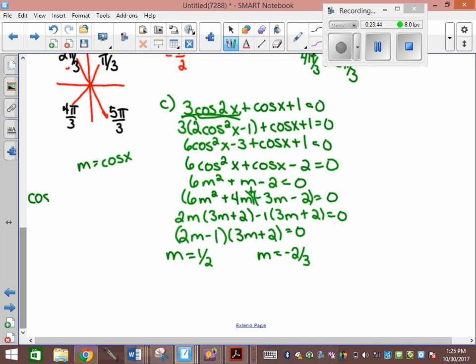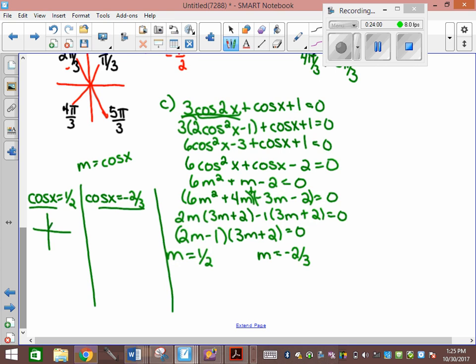So we have cos x equals a half. Those are nice, on the unit circle. And then we have cos x equals negative 2/3. That's not on the unit circle, so we're going to have to use reference angles. So cos x equals a half in the positive cos quadrants and at the 60s. So this one's going to be pi over 3, and this one's going to be 5 pi over 3. This one we have to get a reference angle. So reference angle equals cos inverse of always the positive, so 2/3.